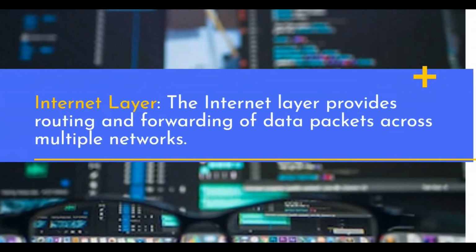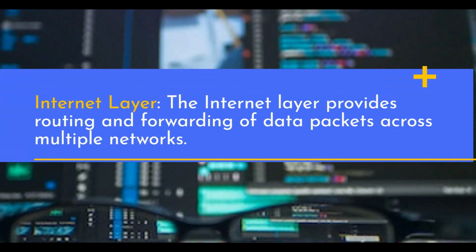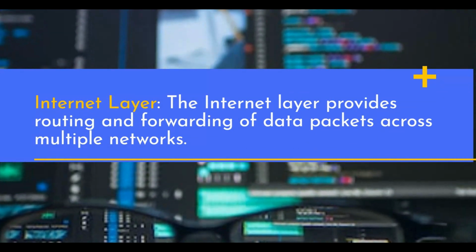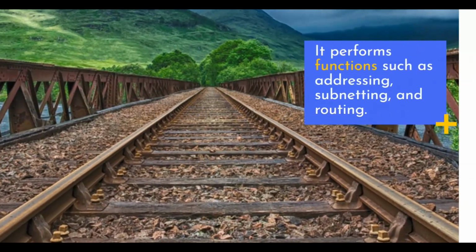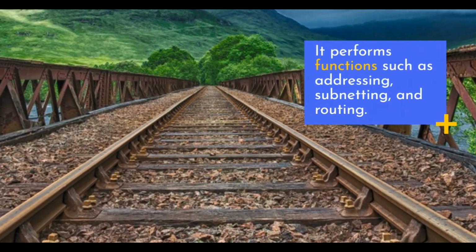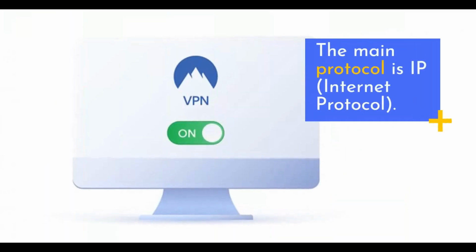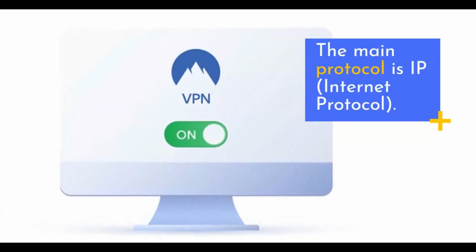Internet layer. The internet layer provides routing and forwarding of data packets across multiple networks. It performs functions such as addressing, subnetting, and routing. The main protocol is IP, Internet Protocol.